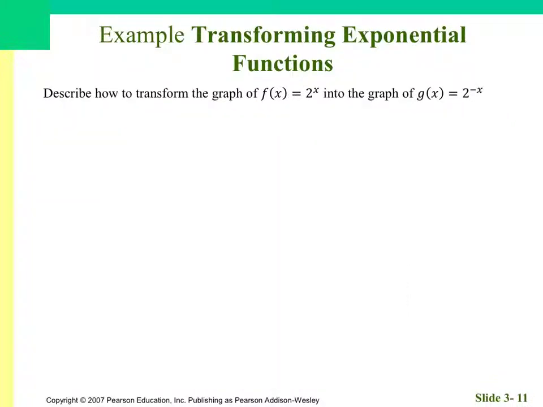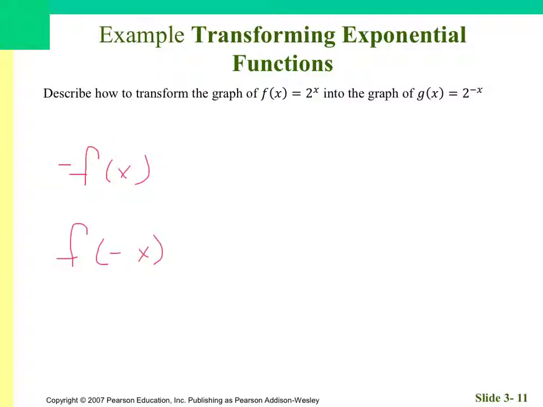So describe how to transform the graph f of x equals 2 to the x into the graph g of x equals 2 to the negative x. Okay. So, let's think about this. If I had negative f of x, that meant reflection over the x-axis. What did this mean? Reflection over the y-axis. Okay, so basically, that's what it did. It reflected it over the y-axis.